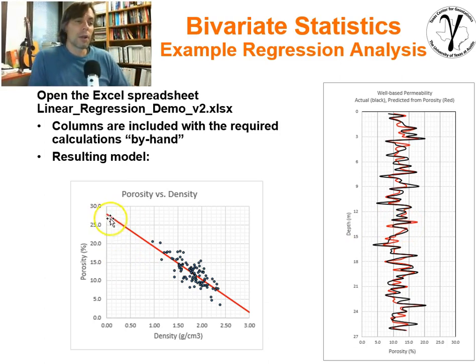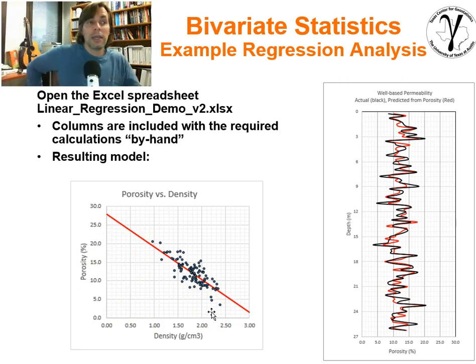Now, if you look at the red line here, the red line, in fact, is our relationship, our linear model of porosity given density. So with this model, we can get porosity for any given density. And you look at the model and you can judge that it's pretty good. It has a pretty good fit to the data.